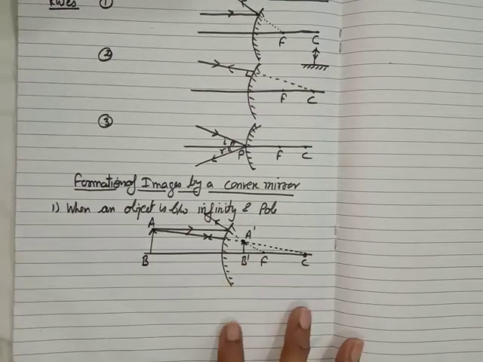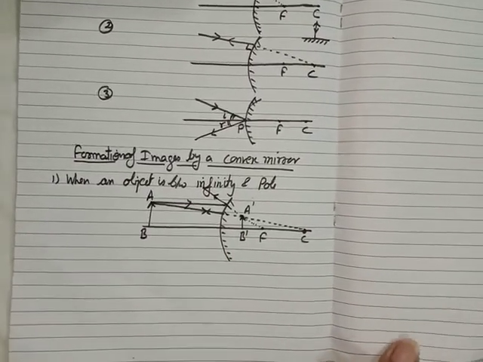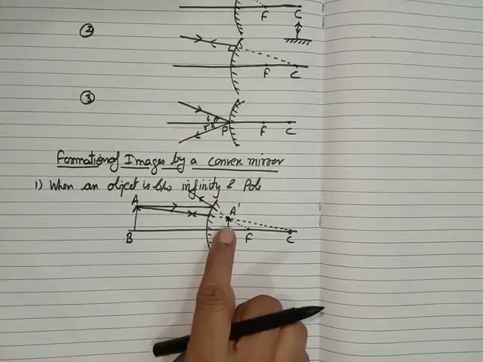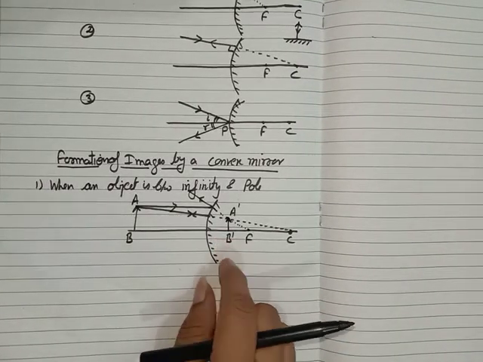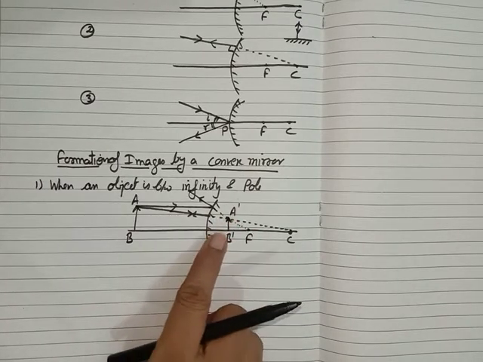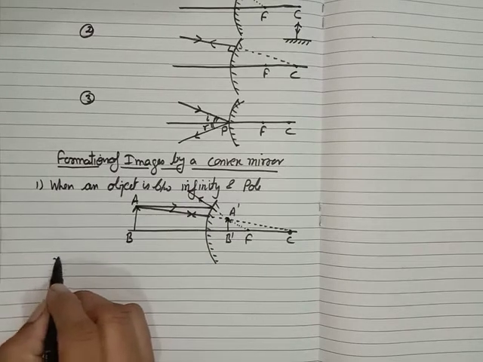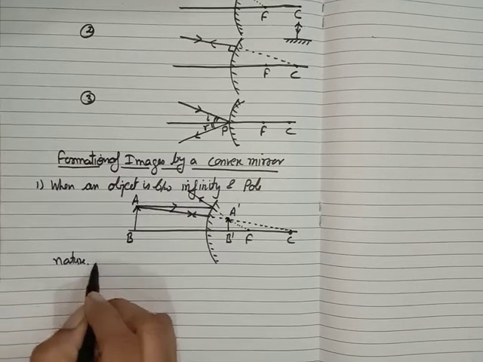Okay, now what is the nature of the image? I have told you in the last lectures that if the image is like this, it is upright, not inverted. So we can say this is an erect image. If the image is upright, you can write the nature of the image.